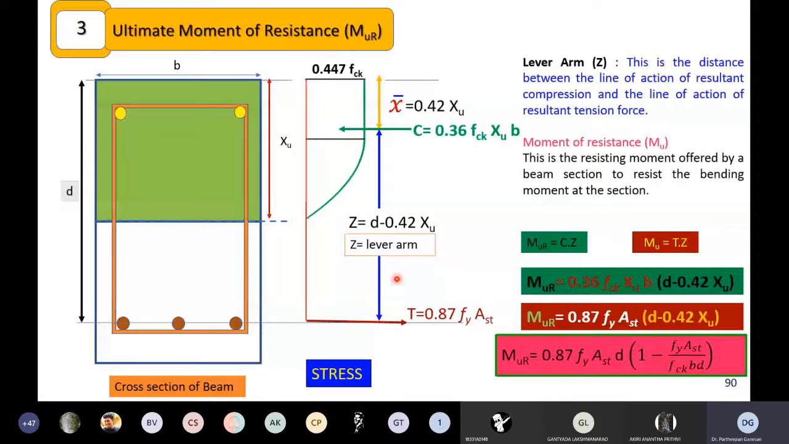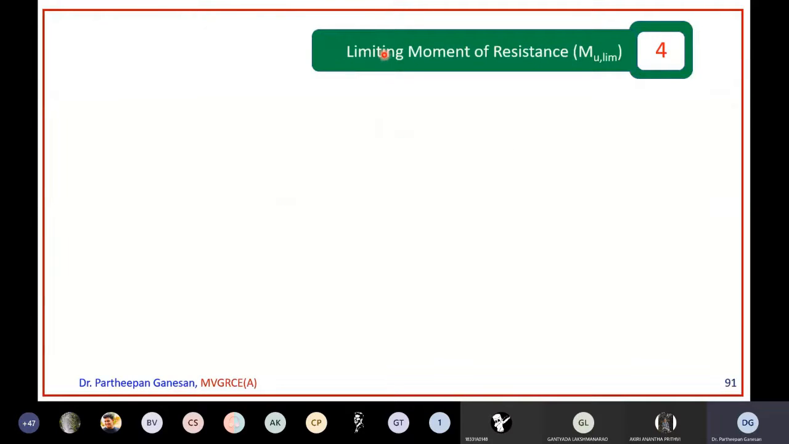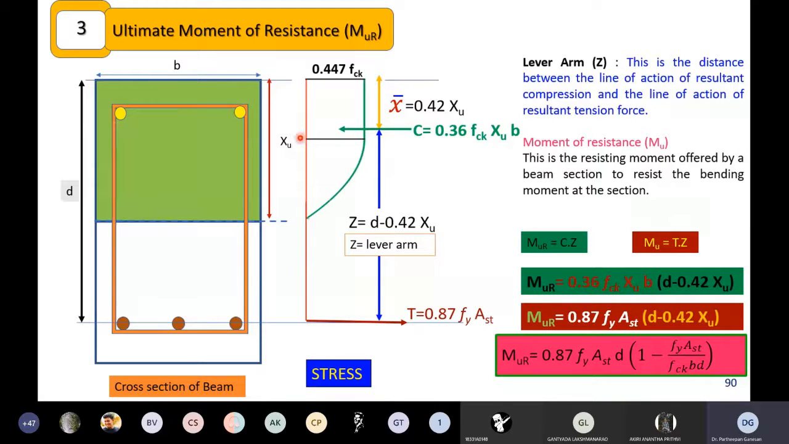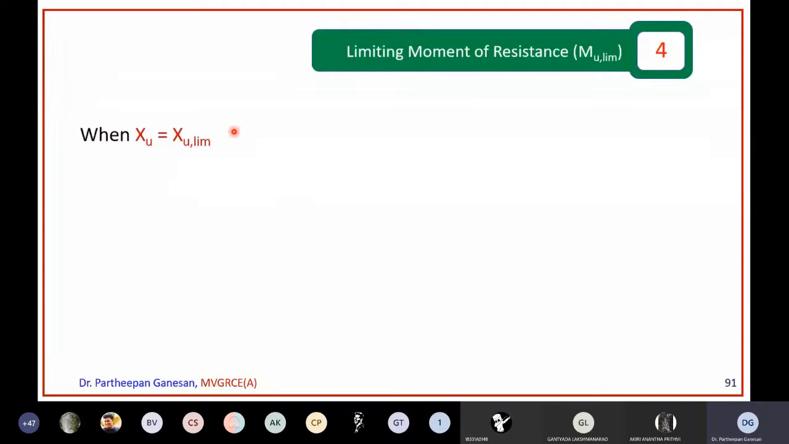Either you can use this formula or this formula. This and this are one and the same. In the code, you have been given this equation. Now, what is the limiting moment of resistance? What is Mu limit? In the previous one, we were finding out Xu. Xu is the actual depth of neutral axis. Now, when Xu is equal to Xu limit, then whatever Mu you calculate, that will become Mu limit.